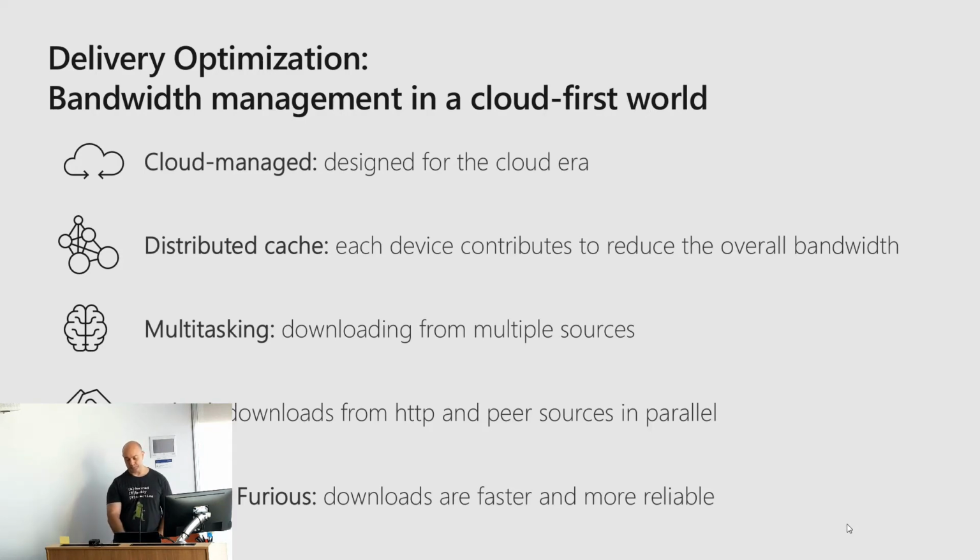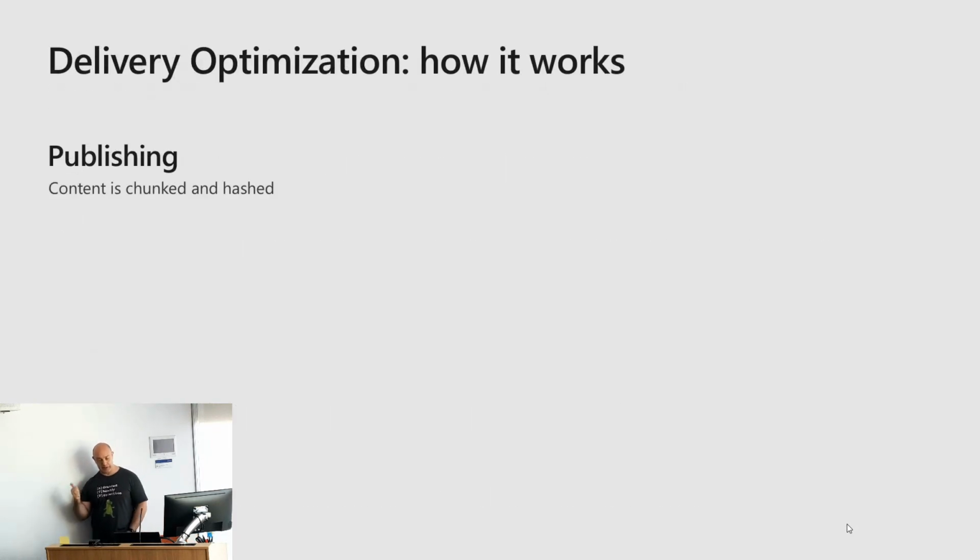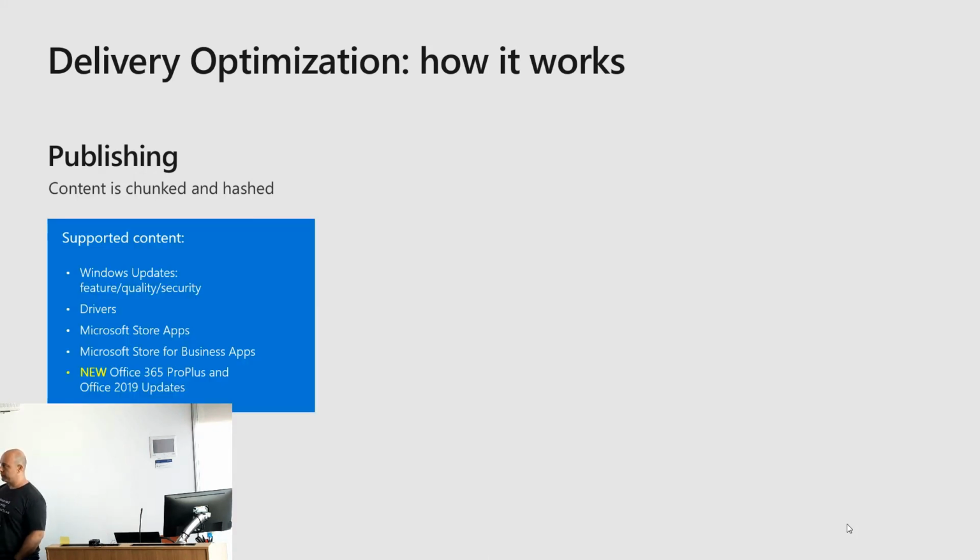So with the publishing, everything gets chunked and hashed. Now, some of the important things here is that anyone who's looked at delivery optimization already knows that it knows how to deal with Windows updates, so the feature updates, the security updates, your Defender signatures, any drivers that get pushed out, but also things like your Microsoft Store apps and the Microsoft Store for Business apps also benefit from this. So how many of you have installed something big from the Windows Store, like the Windows subsystem for Linux, something along those lines?